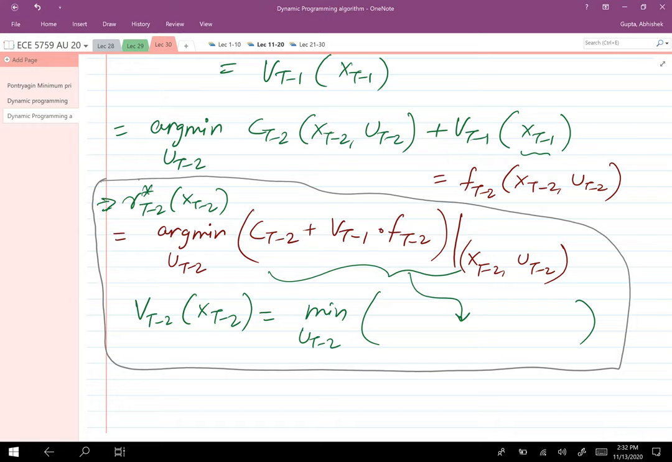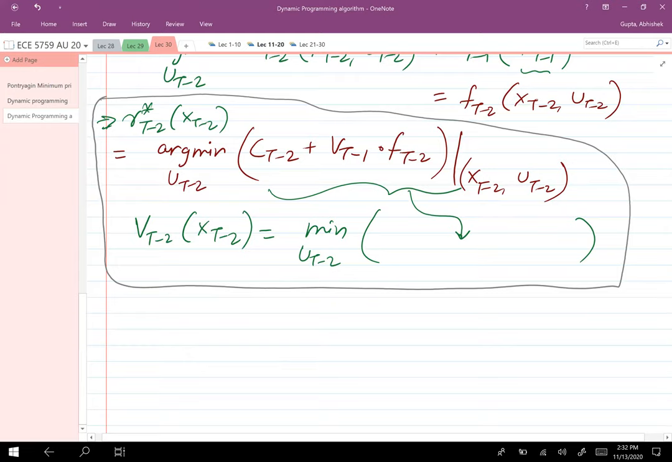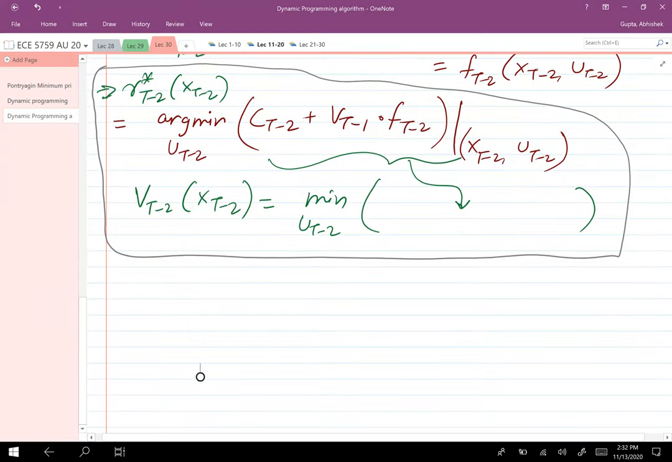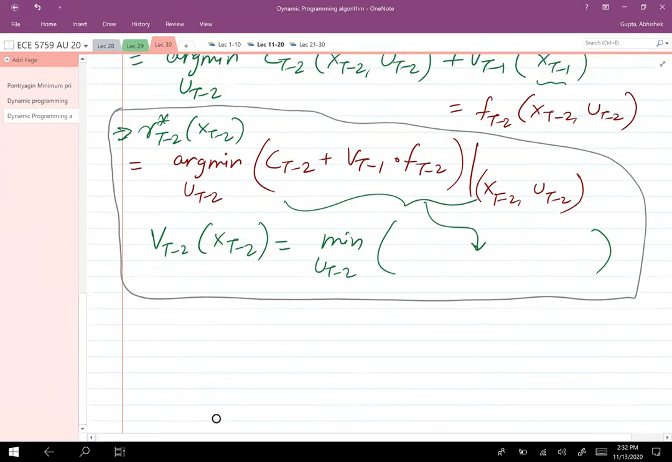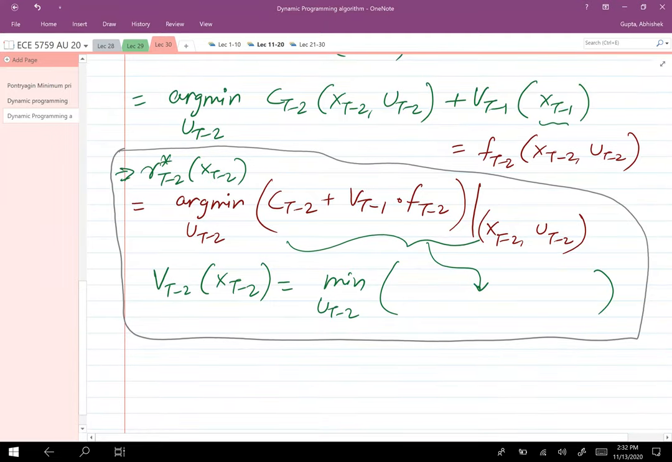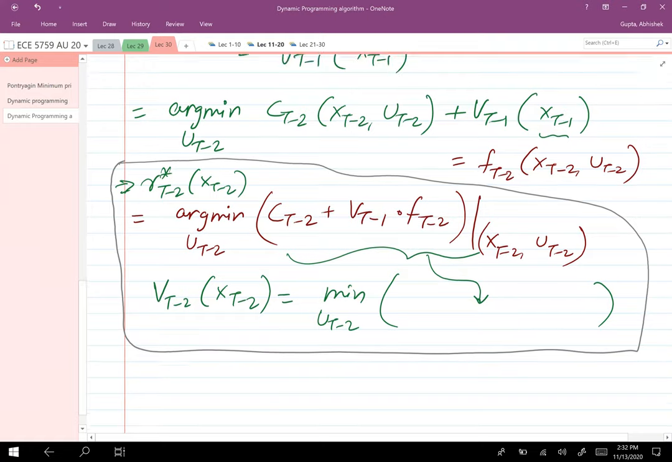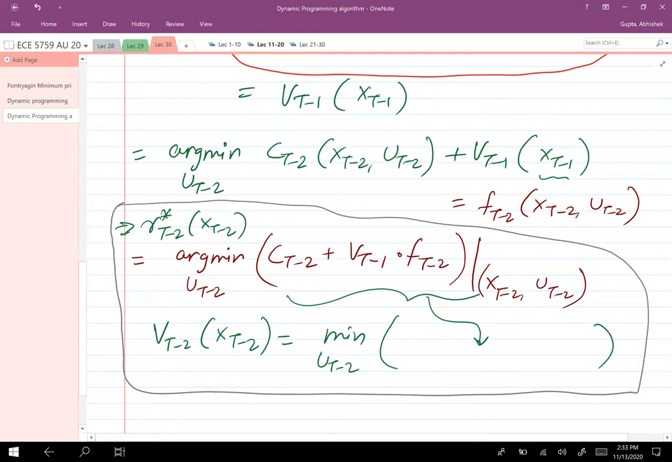Now you can continue this process again and again, right? And what you get is the dynamic programming recursion. So any questions so far before I jump onto the overall DP recursion? Any burning issue? Anything that's giving you a heartache? No? So all the steps are clear so far.